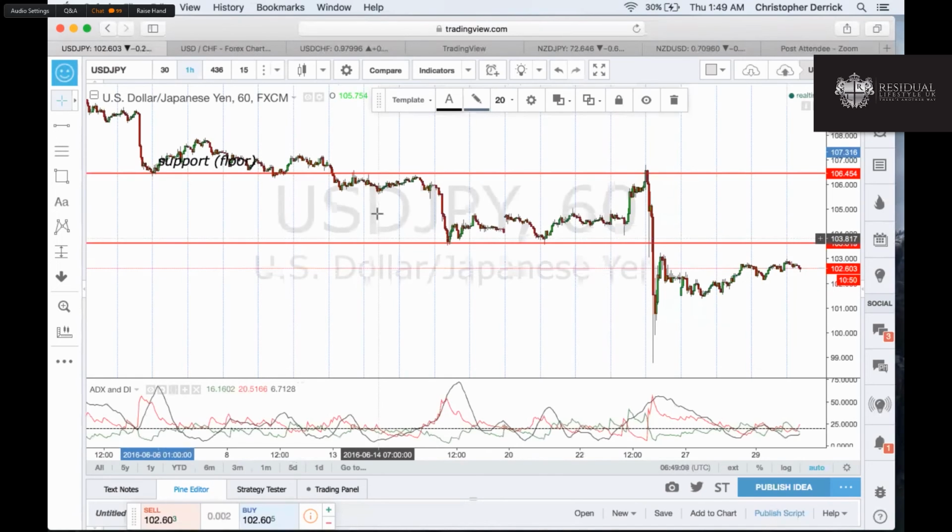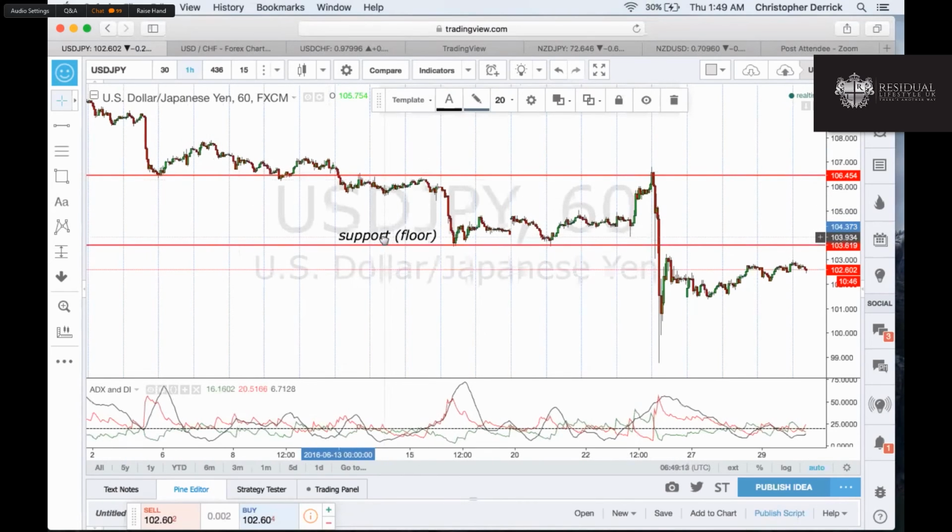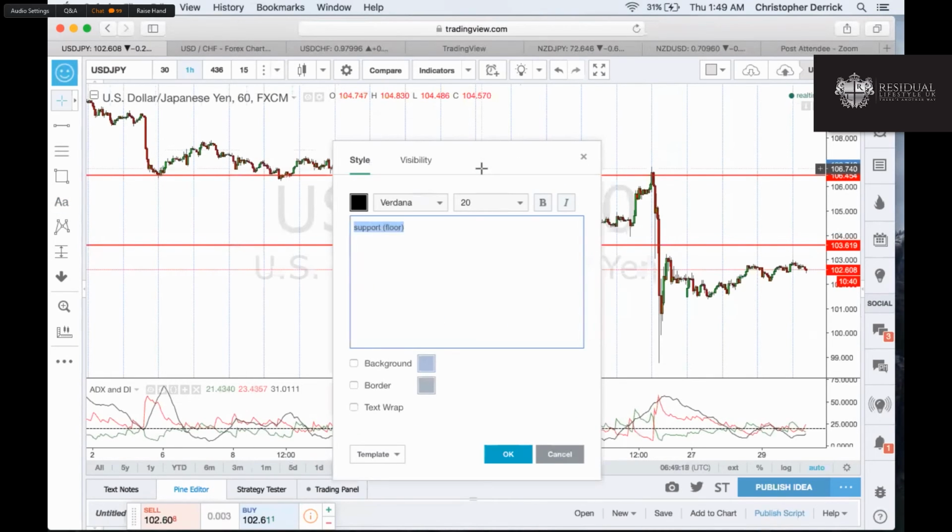All right, we're gonna go back. So support and a floor, as you can see, it's an area where price comes and tests. It tests, it bounces like a floor. Resistance, very self-explanatory, is the exact opposite. It's kind of like a ceiling. You know what I mean? It's an area where price touches.